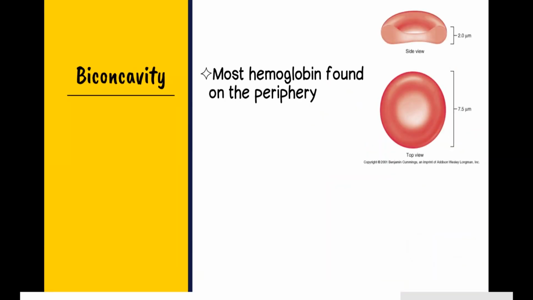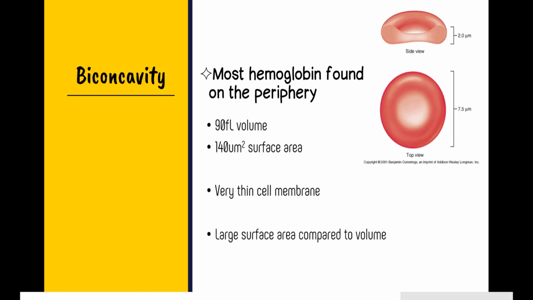Now, your RBCs have a volume of 90 femtoliters and a surface area of 140 square micrometers. It has a very thin cell membrane. This thin cell membrane allows diffusion of substances, including gases, to easily diffuse in and out of the cell. As you can see, the RBC has a large surface area compared to its volume. What is the importance of having a large surface area compared to the volume?